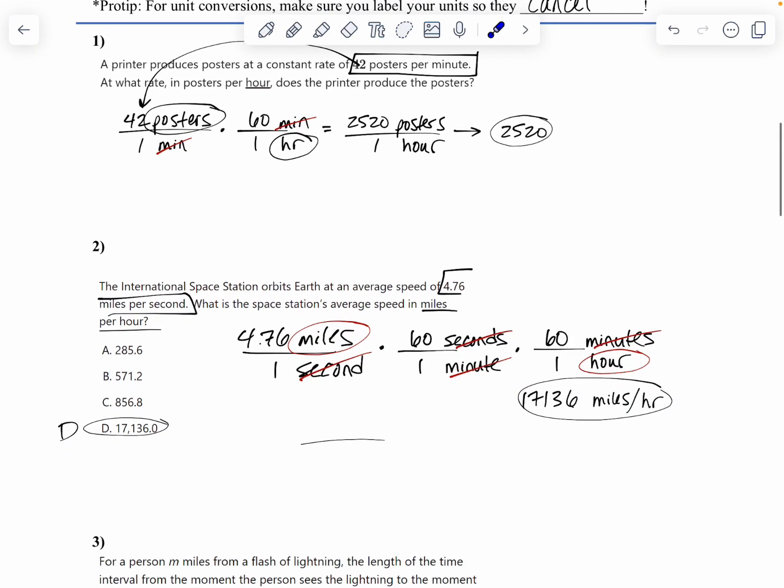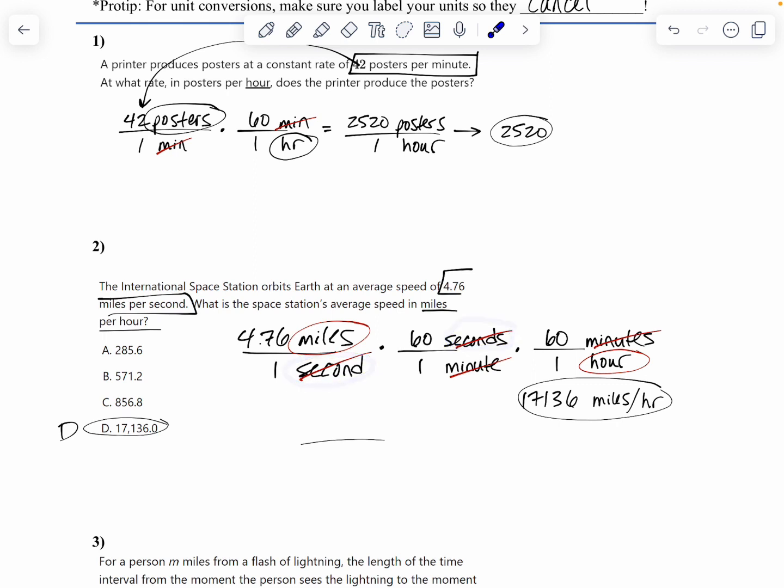Okay, number 2. We have an International Space Station orbiting Earth, and it goes at a certain speed in miles per second, and we need to convert it to miles per hour. What do I do with the 60? Great question. I am finding the first per thing that they gave me, and I'm writing it as a fraction, and I'm labeling it appropriately. So 4.76 miles per 1 second goes in the bottom. What is the space station's average miles per hour? And again, you know that there are 60 seconds in 1 minute and there are 60 minutes in an hour. So let's first convert seconds to minutes. And I'm putting the 60 seconds on top and the 1 minute on the bottom.